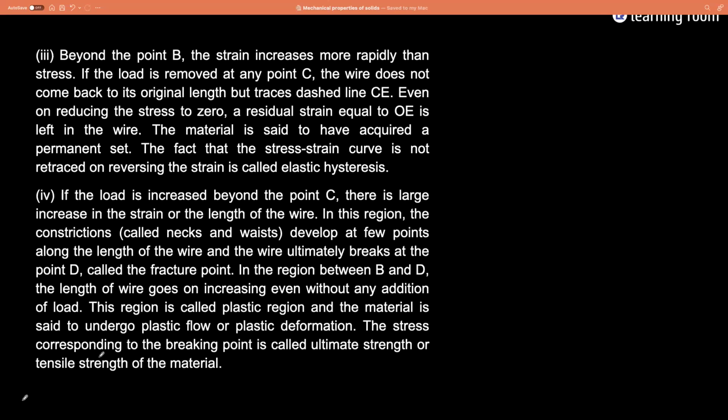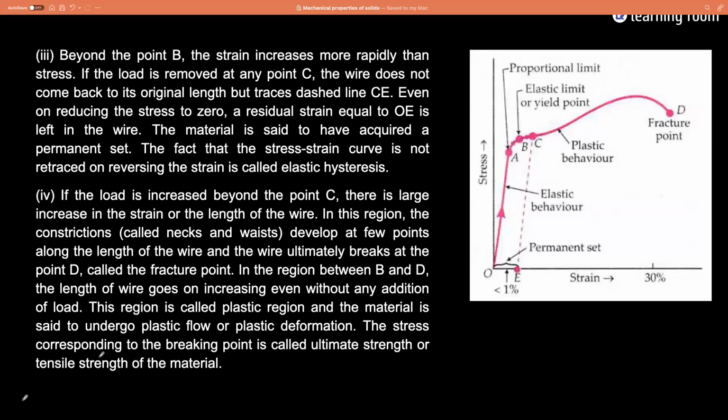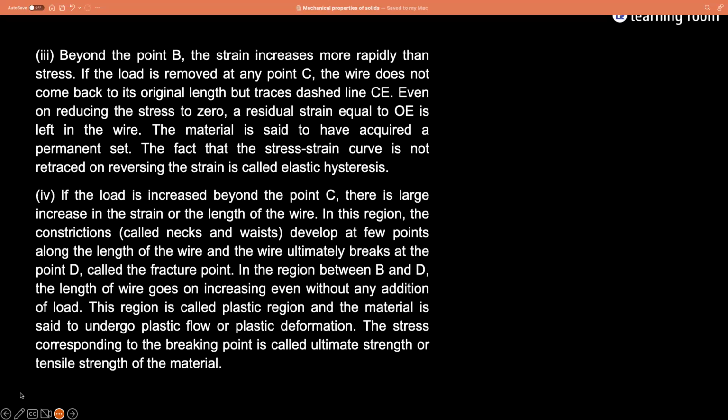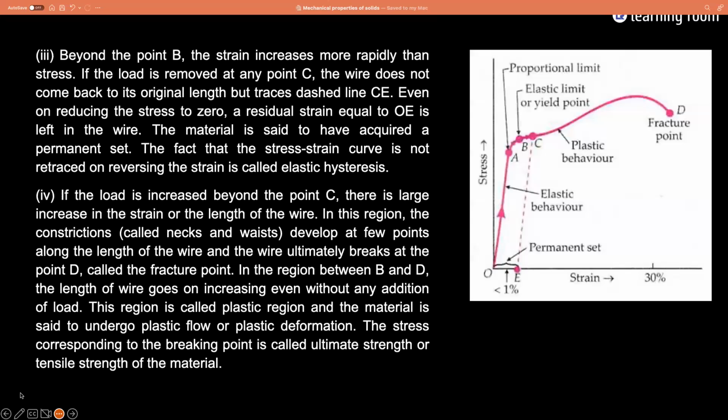Okay, listen. So in the curve, now we saw about 2 points. Those are online. Am I clear, guys? Are you able to understand? Yes, sir. Very good. Shall I proceed? Beyond point B, the strain increases more rapidly than stress.